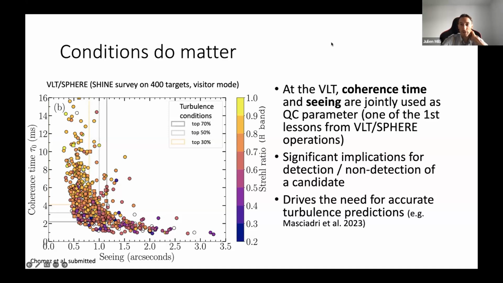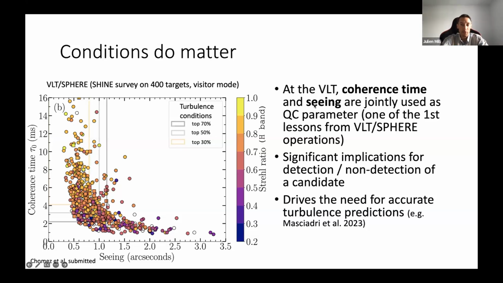And actually at the VLT, the Very Large Telescope, when SPHERE came online, we introduced coherence time and seeing as the two parameters that an astronomer can request for his observation to be done in good conditions. Before that, only the seeing was a parameter that an astronomer could specify, saying, okay, I want an observation done under seeing smaller than such and such.